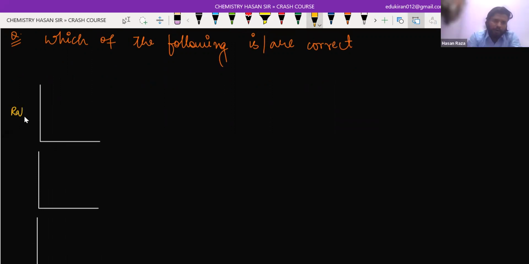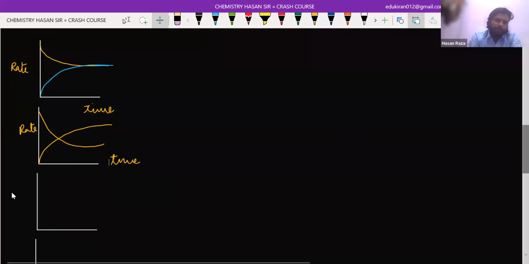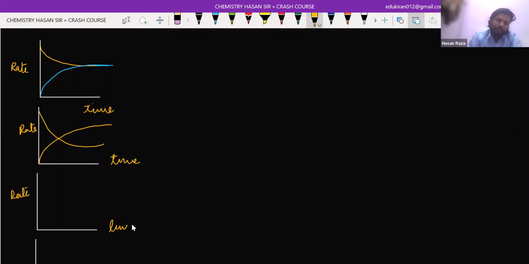First of all, I'm going to draw this graph for rate versus time. The reaction is like this. It is overlapping here. For the second one, it is like this, and it is also between rate versus time. Please draw it, and then comes the next. It is also between rate versus time, and it is like this.